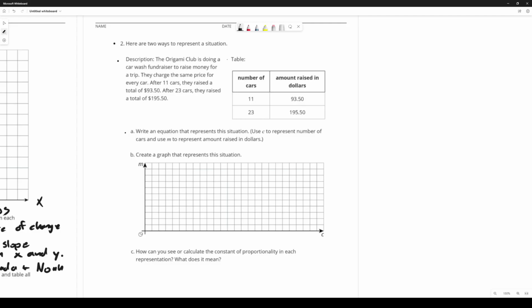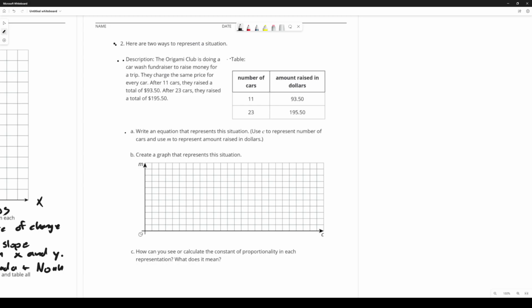All right, let's look at number 2. It says there are, again, two ways to represent a situation. We've got a description and we've got a table. The Origami Club is doing a car wash fundraiser to raise money for a trip. That's a little funny. Where's the Origami Club going to go? Anyway, they charge the same price for every car.